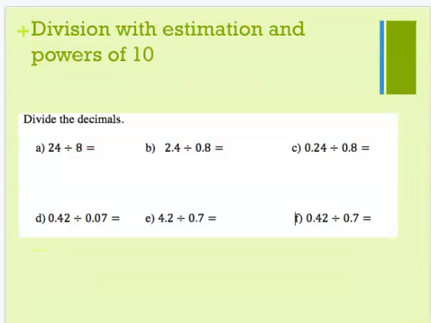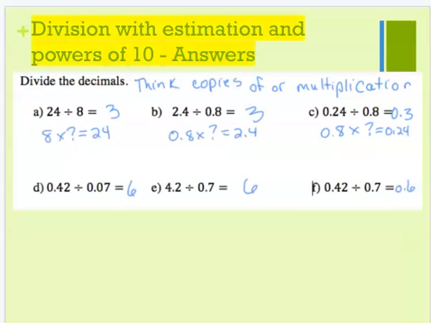So you can try these estimation problems with powers of 10. So you know what 24 divided by 8 is. You can estimate the other 2 divisions. Same with 42 divided by 7. See if you can estimate those. Here's the answers. It might help you to think of it as multiplication. So you place the decimal point in the right place.